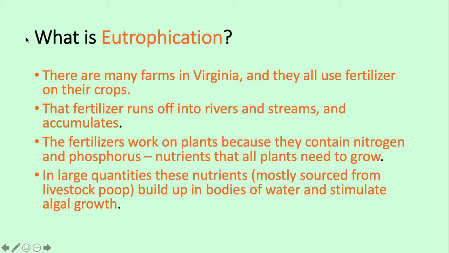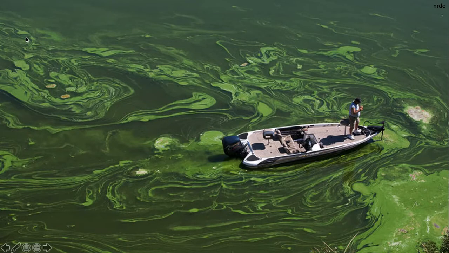In large quantities, these nutrients, mostly sourced from livestock poop, build up in bodies of water and stimulate algal growth. So algae are single-celled photosynthetic organisms in the water, and if you're adding fertilizer to the water, they sometimes grow out of control. That's called an algal bloom.